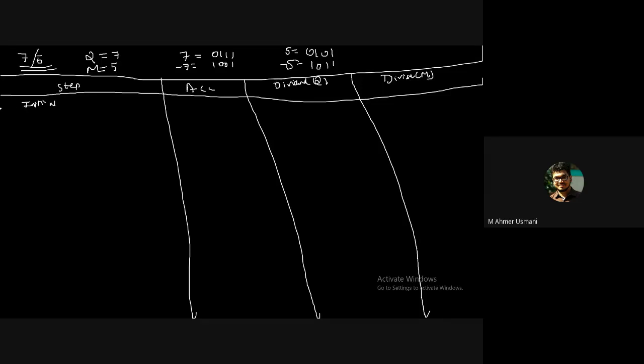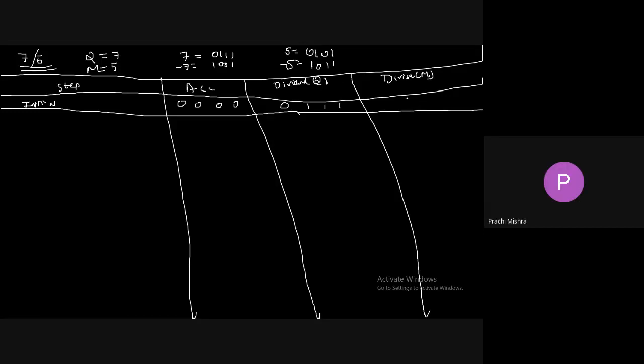It is exactly the same. It will be much faster, it won't take much time, because you're not doing any restoration. So in the accumulator you'll get 0000. You will initialize the accumulator with 0. The dividend is initialized with Q. Q is nothing but 7, so 7 is 0111. Is this clear? Yes, sir. Divisor is nothing but 5, so 0101.